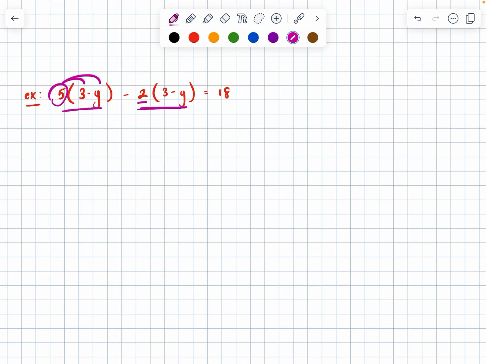But remember here, am I just distributing the 2? Well, no. I've got this negative sign in front. These are attached to each other. So I've got to distribute the full negative 2 to both of these terms. So here on the left, I've got 5 times parentheses 3 minus y. Well, 5 times 3 is 15. And 5 times negative y is negative 5y. Then I distribute my negative 2. Negative 2 times 3 is negative 6. And negative 2 times negative y, well, negative times negative is positive. And then 2y. Carry down my equals 18.